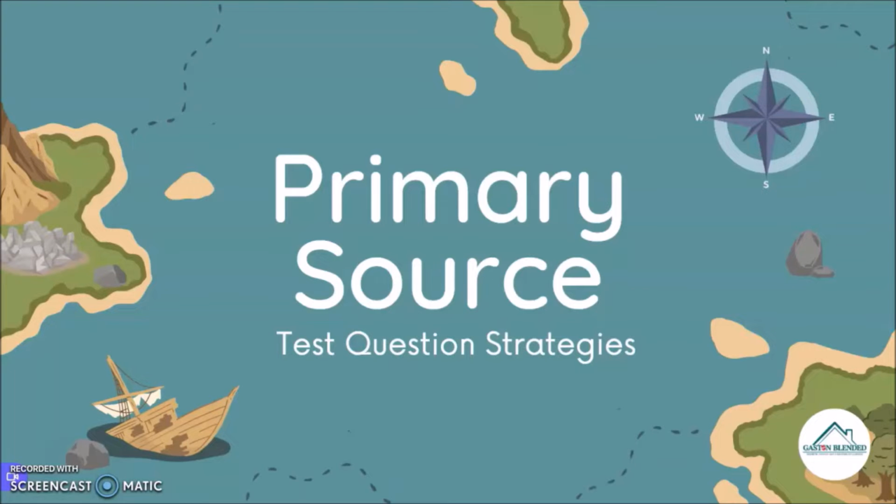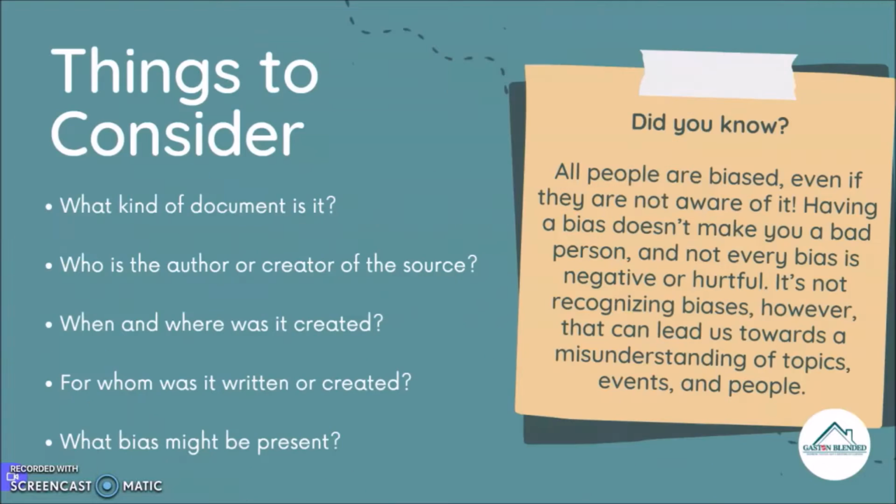Today we're going to look at primary source test question strategies. When a student's working with primary source documents, it's important to consider a couple questions. What kind of document is it? Who's the author? When and where was it created? For whom was it written or created? And what bias might be present? These things are important to understanding the entirety of what the author's point of view was and why the document was created.